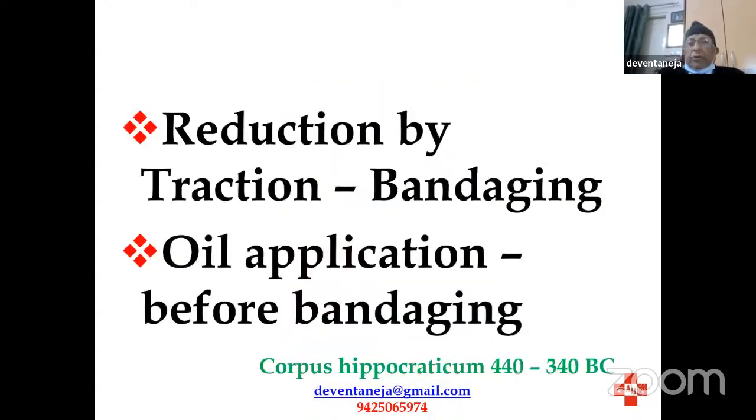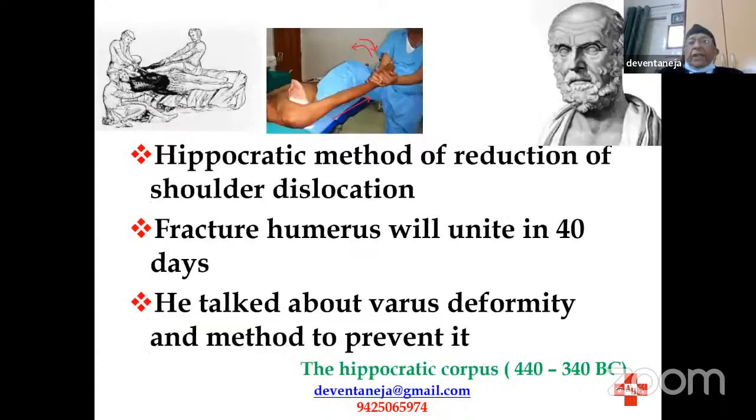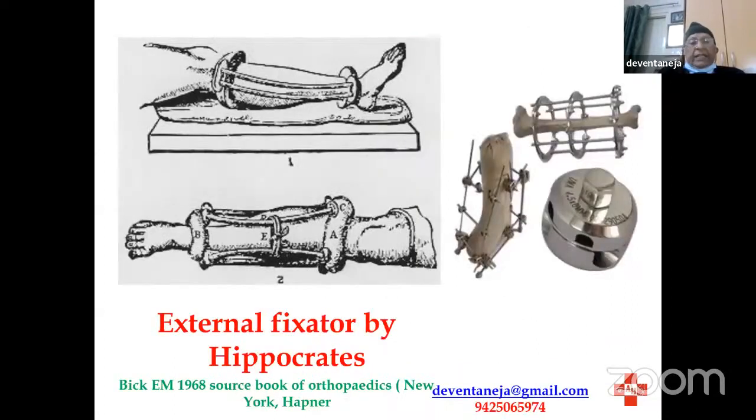So they also talked about Hippocrates, that you must reduce by traction and then bandaging. Do an oil application before you do bandaging. And the Hippocratic method of reduction of shoulder dislocation, we all are still following it. And he talked about that the fracture will unite in 40 days. He talked about the varus deformity, which is very common when you're treating a fracture humerus conservatively, and he talked about the method to prevent it.